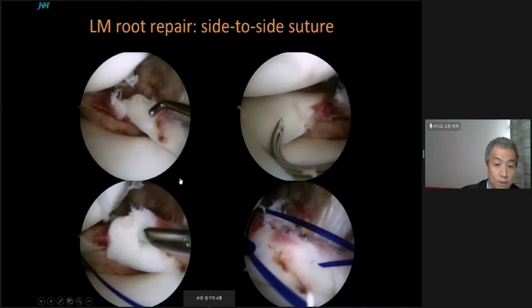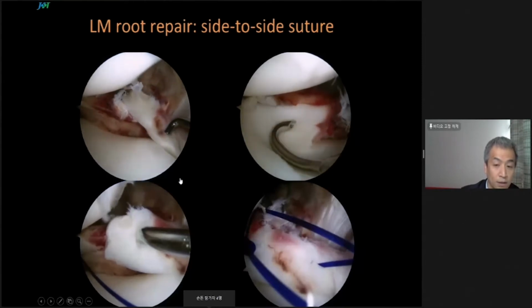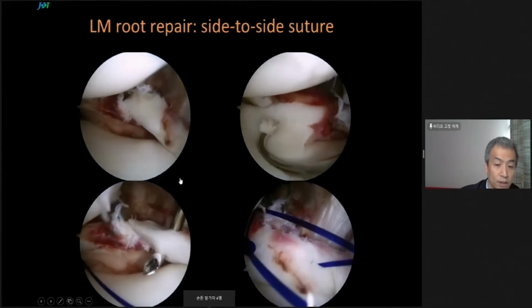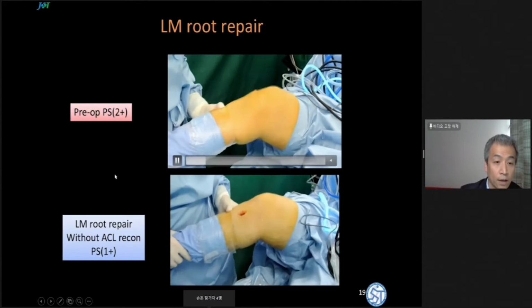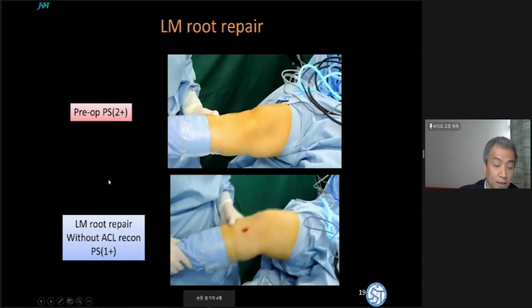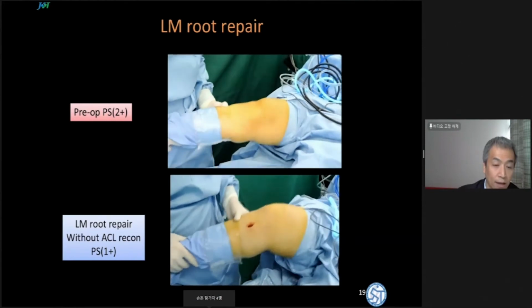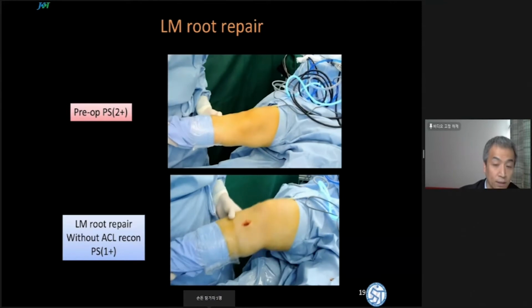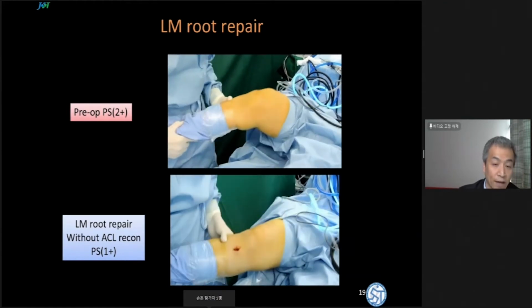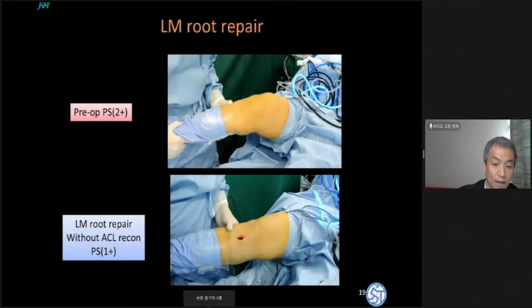So we performed the side-to-side repair with a suture hook, and we passed the suture and put 2 stitches to repair the rupture. We also checked the pivot shift after the repair. This was only a repair of the root tear, without ACL reconstruction. We can find the repair can decrease the pivot shift from 2 plus to 1 plus.